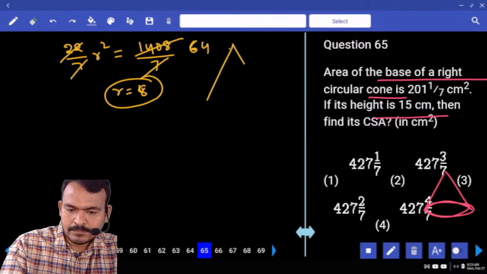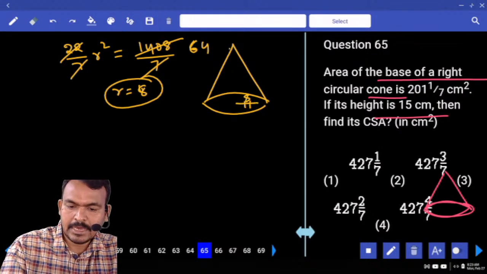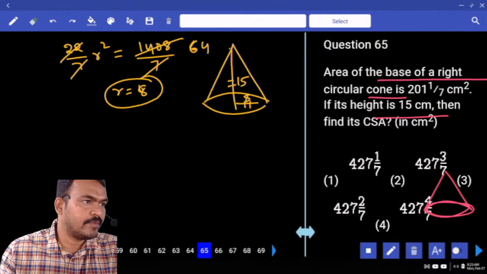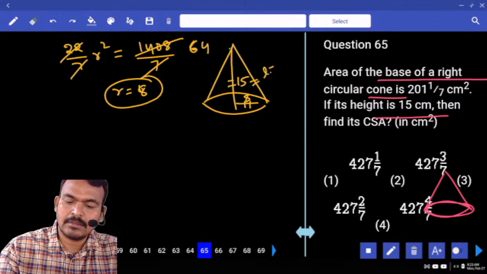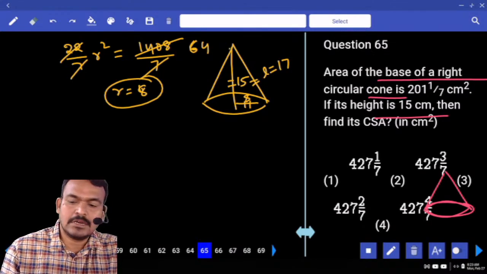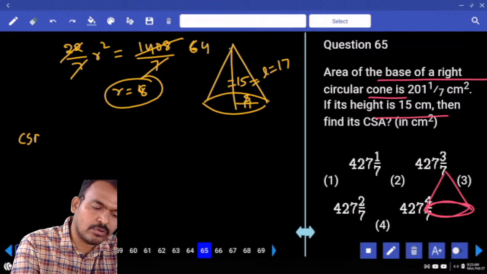In a cone, what is the radius value here? 8. And height is given as 15. 8 and 15 means what is the slant height? L value is 17, or not? 15 and 8 means the third side is how much? 17.